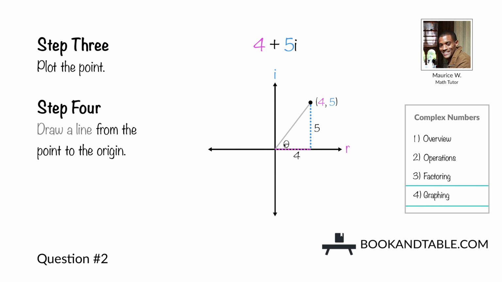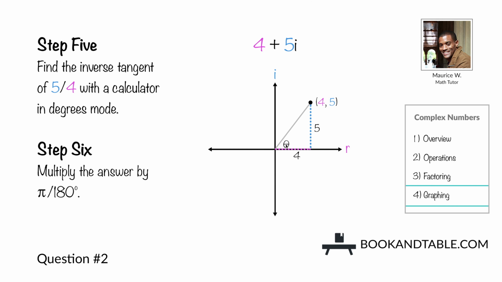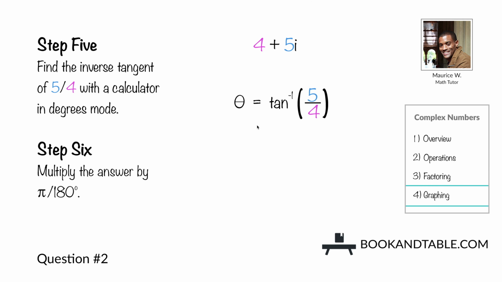So that lets us know in order to find theta, you find the inverse tangent of opposite over adjacent, which is 5 over 4. And you do so with a calculator in degrees mode. So we plug in theta is equal to the inverse tangent of 5 over 4. And we get theta is equal to 51 degrees, which is located in quadrant 1.